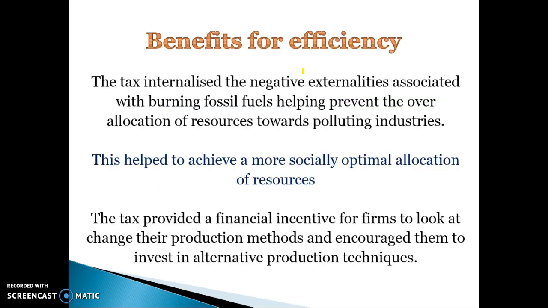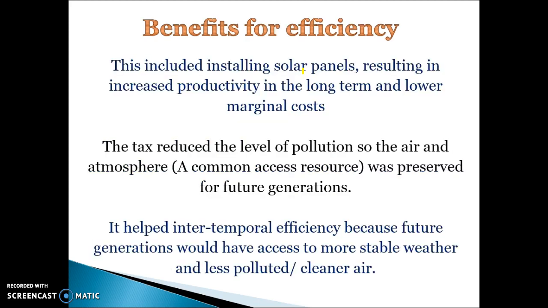Benefits for efficiency: the tax internalised the negative externalities associated with burning fossil fuels and prevented an over-allocation of resources towards polluting industries. This helped to achieve a more socially optimal allocation of resources. The tax provided financial incentives for firms to look at changes to their production methods and encourage them to invest in alternative production techniques. These techniques included installing solar panels, which helps to increase productivity in the long term and also reduces costs in the long term, despite the high marginal costs in the short term.